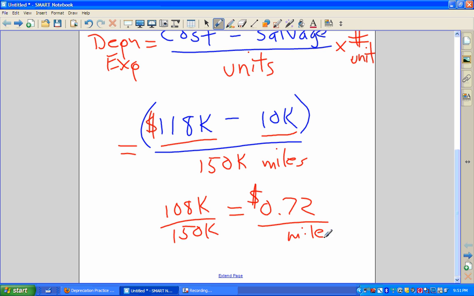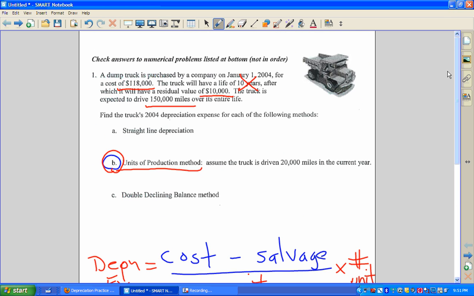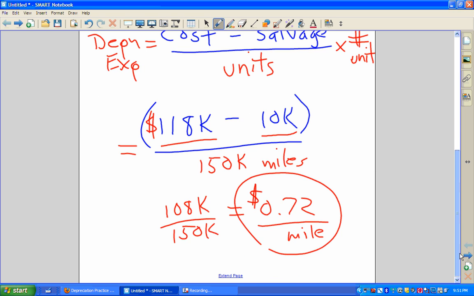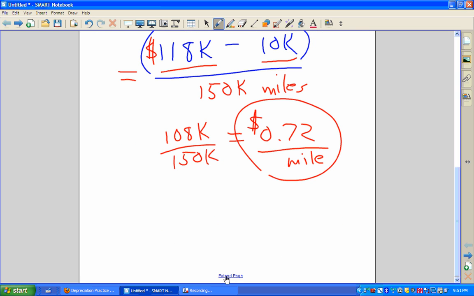And now the next step of units of production is I take this number and I have to figure out how many miles did I drive that period. Oh, they had to give me this. It says 20,000. So I take that number, I multiply by 20,000, and there's your answer. Okay, if I go here, I extend the page, and it's going to go 72 cents a mile, or $0.72 times 20,000. And when I do the math here on my calculator, I simply get $14,400.